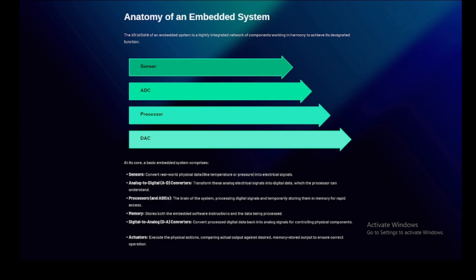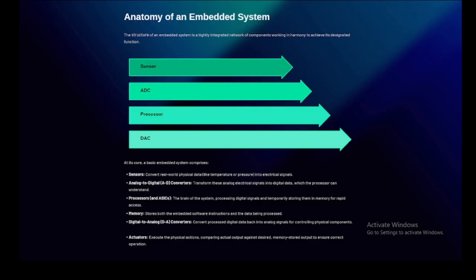Analog to digital converters, that is ADC, transform these analog electrical signals into digital data which the processor can understand. Processors, what is the processor mainly? It is the brain of the system, processing the digital signals and temporarily storing them in memory for rapid access. It does not process analog signals. Mainly, it processes digital signals.